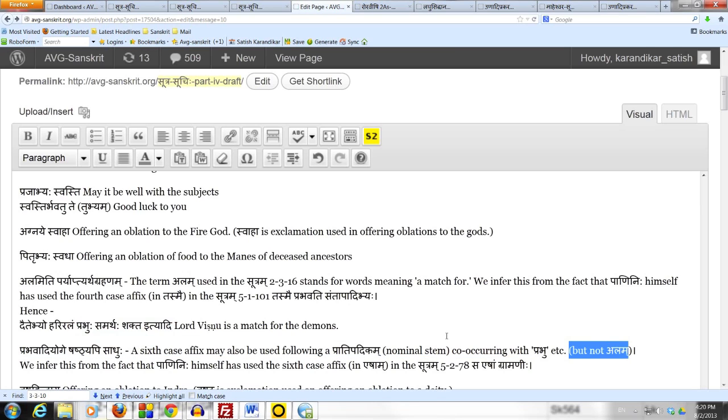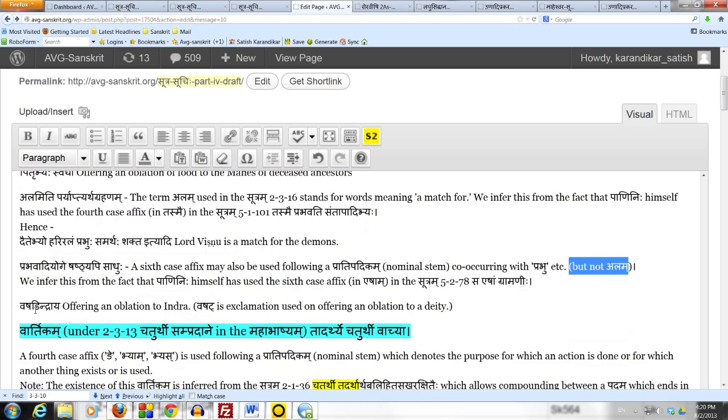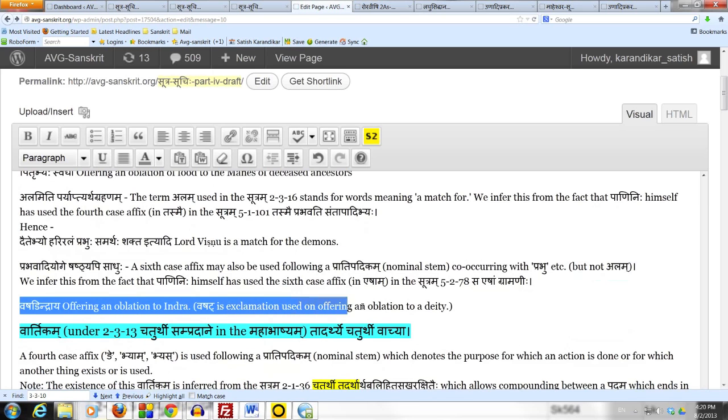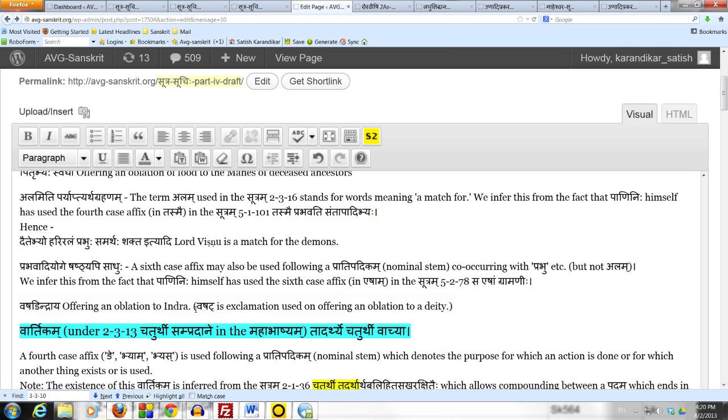Last example is Vashat Indraya, offering an oblation to Indra. So just like Swaha, Vashat is an exclamation used on offering an oblation to a deity. So in conjunction with Vashat, Indra takes the fourth case affix, the fourth case singular affix here, to give the form Indraya.